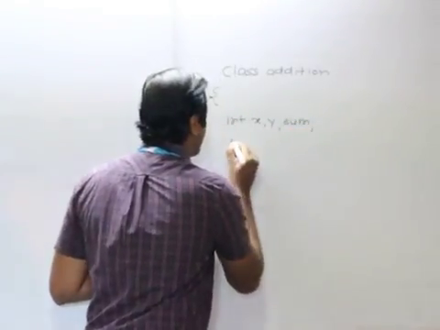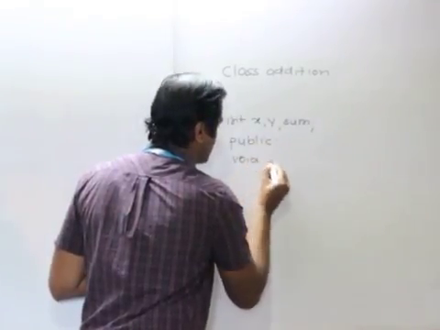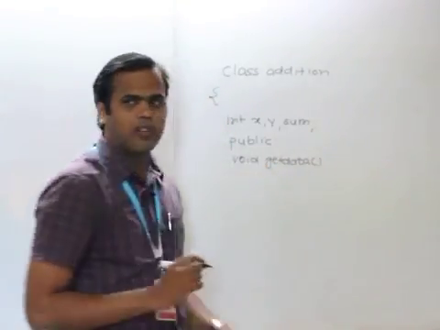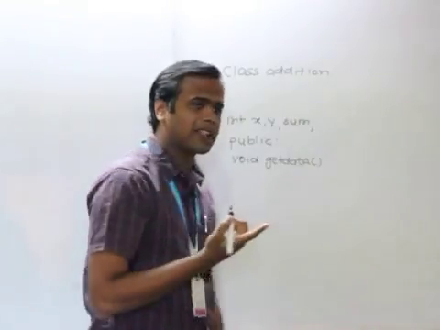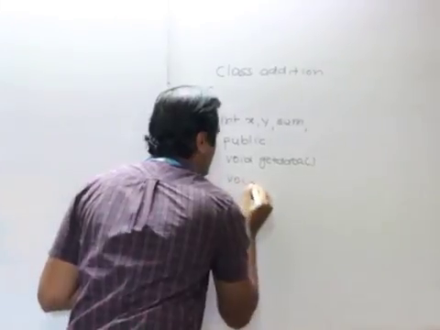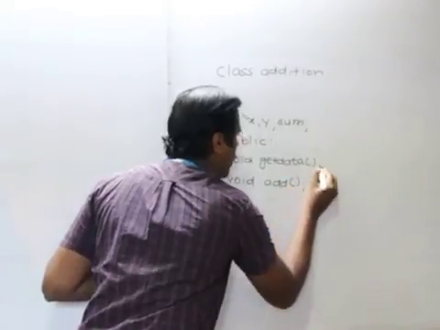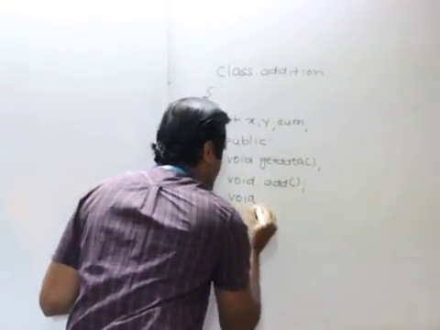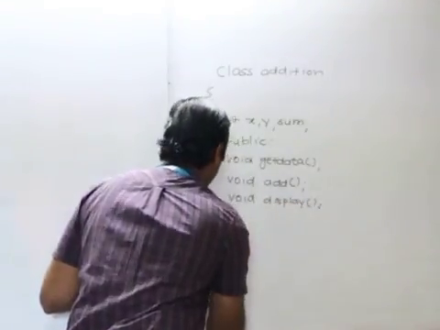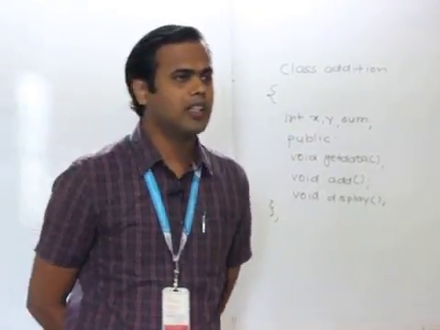Then in the public part, here is void get data. I will accept the values from the user, so I will take the function name get data. You can take accept, read, any function name you can give. Then I want to do the sum, so it is void add, and then I want to display it, so it is void display. So this is my simple class. There are three data members and three member functions.